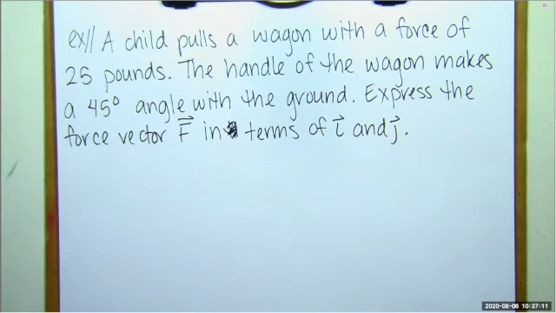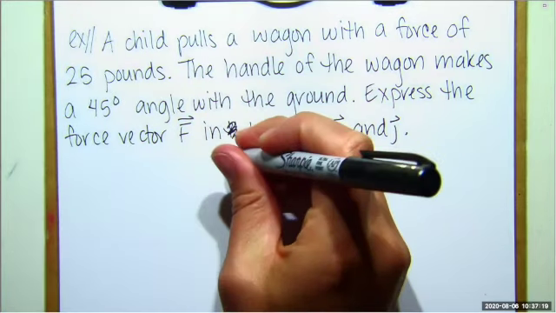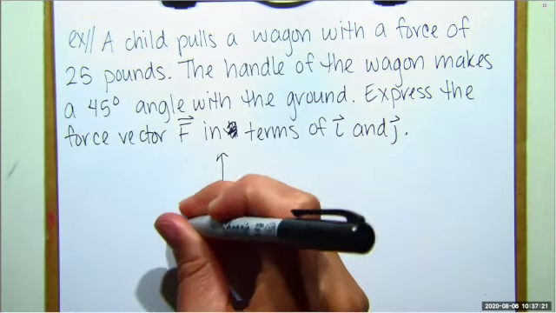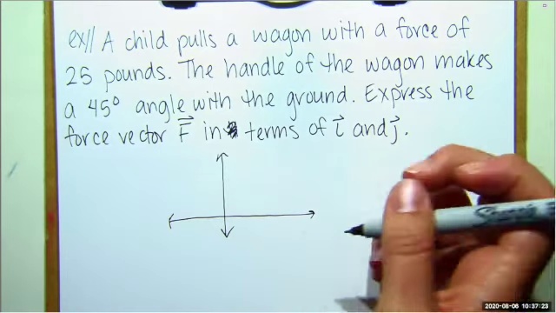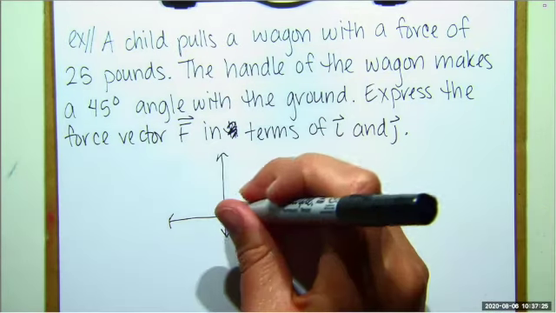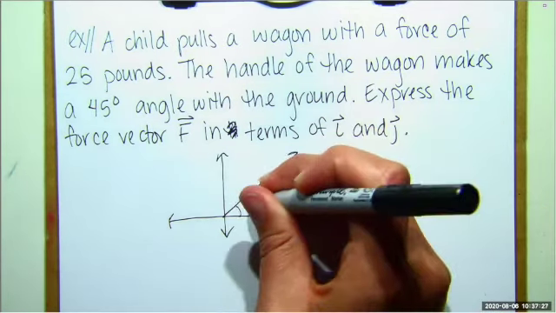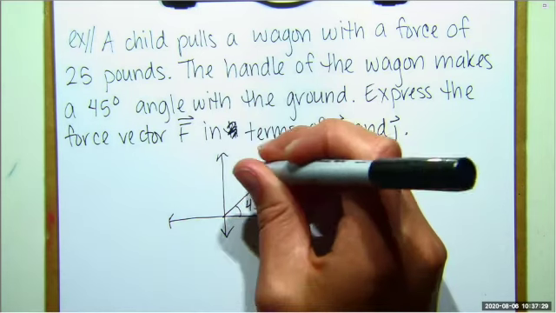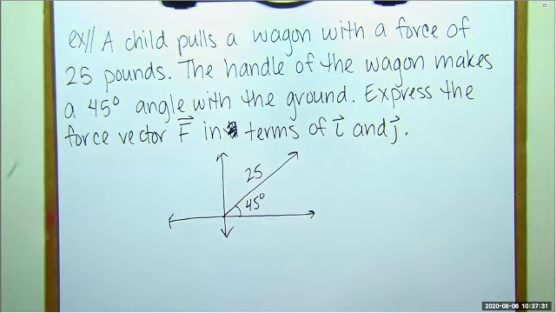Okay, so a child pulls a wagon with a force of 25 pounds. The handle of the wagon makes a 45-degree angle with the ground. Express the force vector F in terms of I and J. Okay, so let's draw a picture. We have an angle of 45 degrees, and the force is 25 pounds.